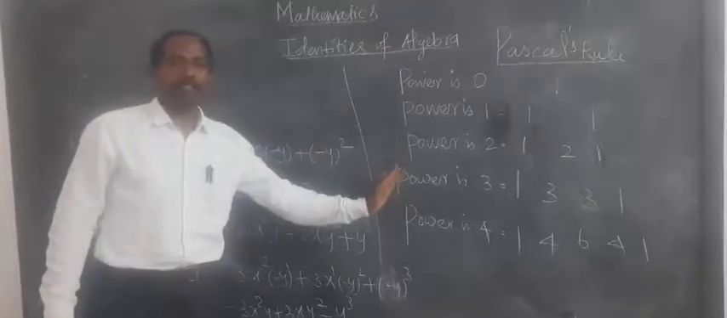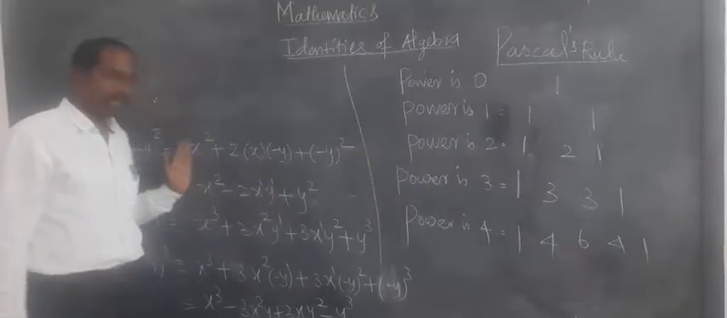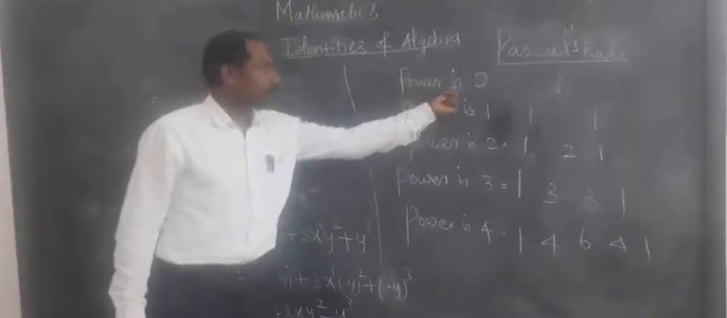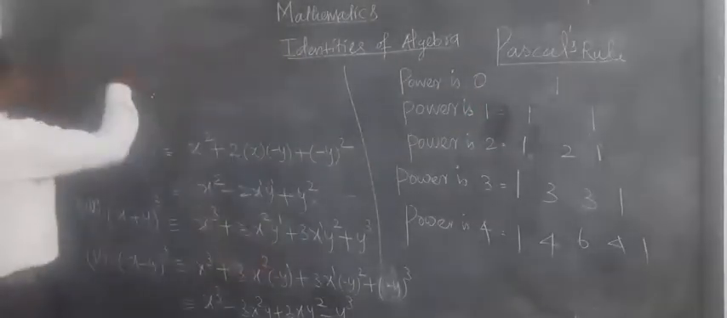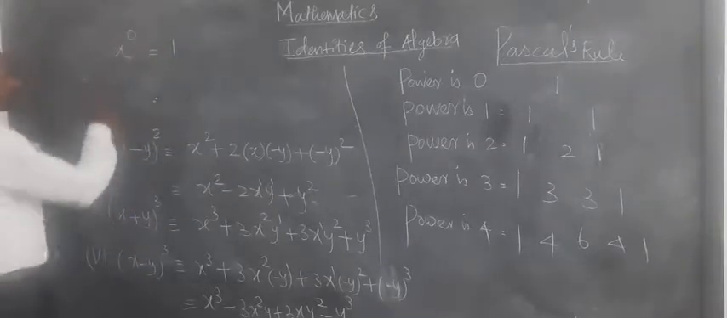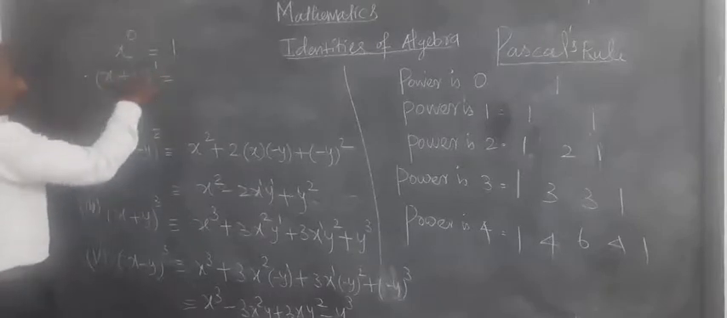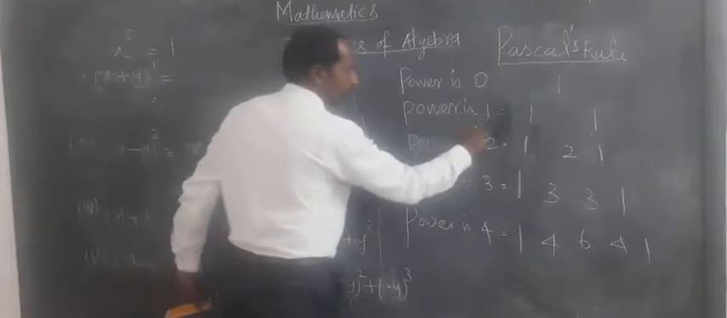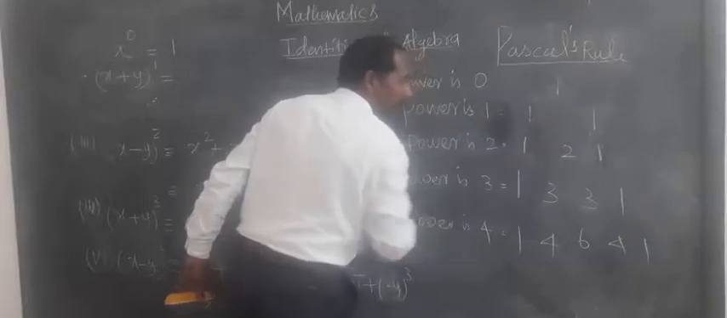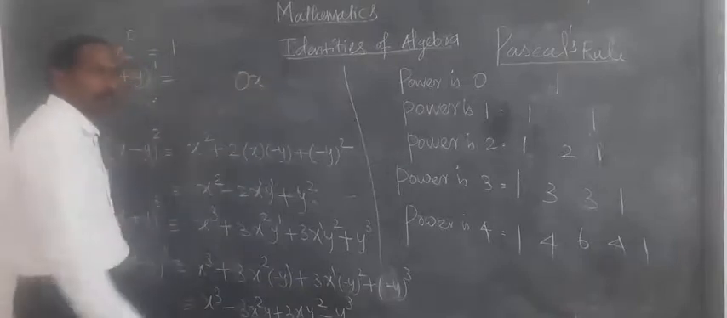If you want to write the proper identity for any degree, you have to apply Pascal's rule. It is very important for identities. For example, any variable to the power 0 is 1; x power 0, anything power 0, is 1. Next, x plus y to the power 1 has two coefficients of the variables. A coefficient is the number in front of a variable.